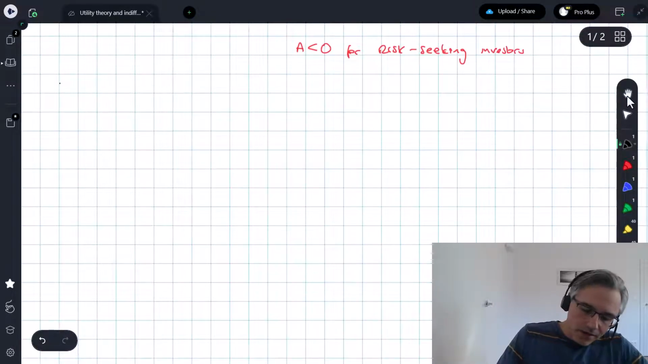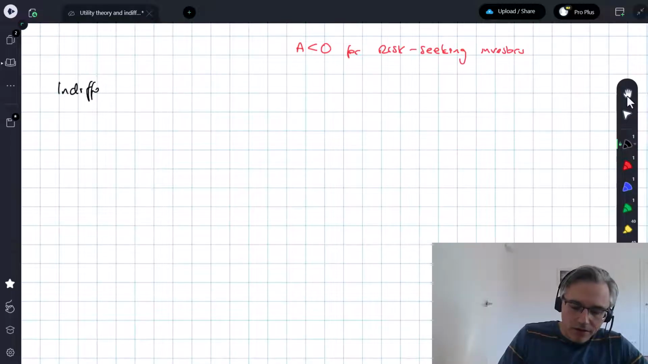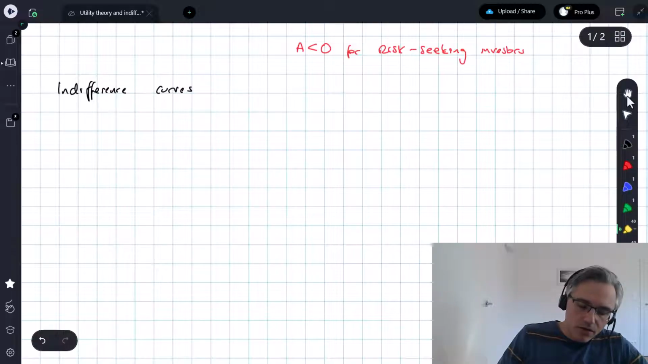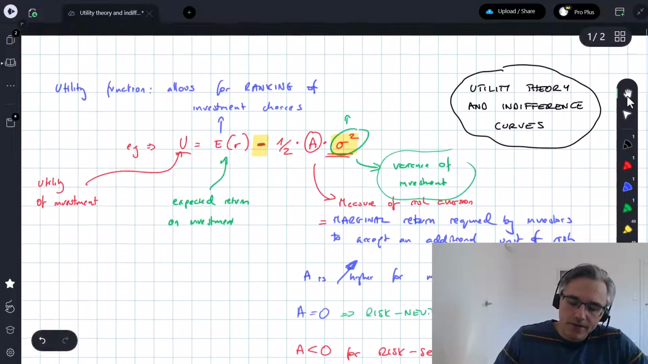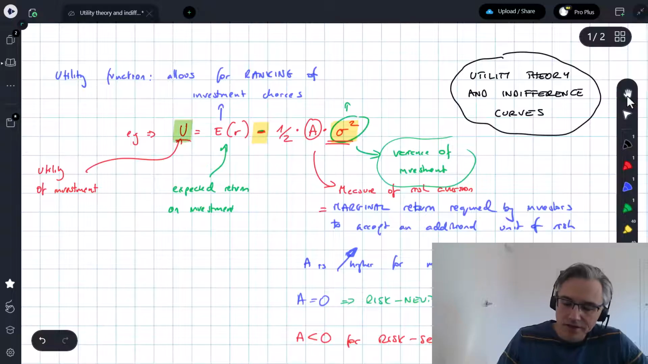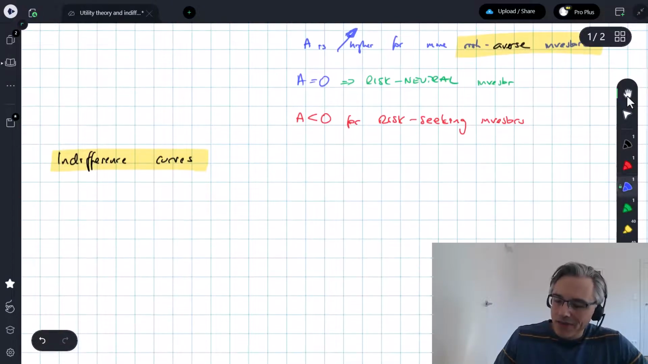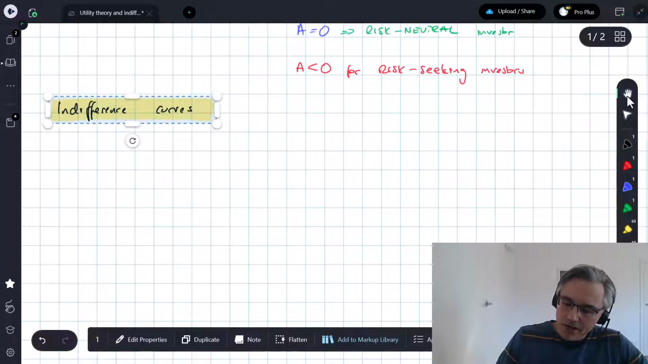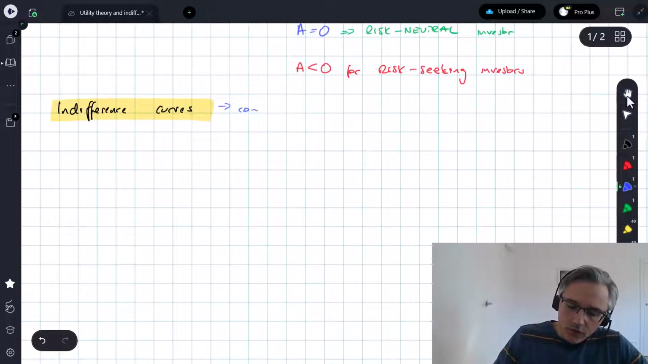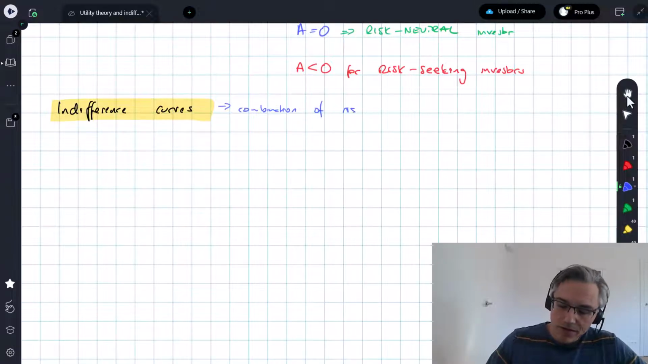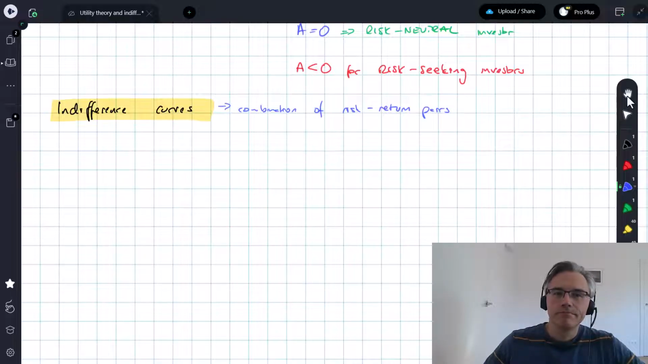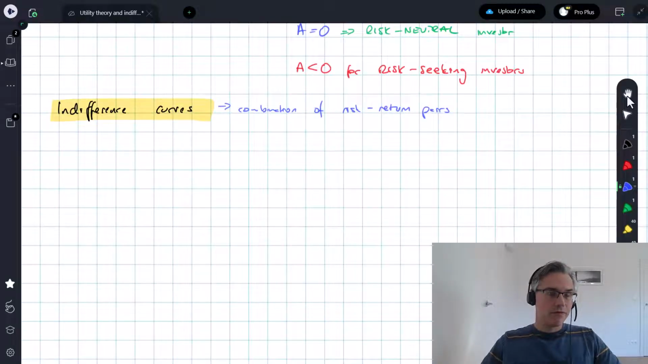Now, the next thing I want to tell you about are indifference curves. Okay, so we've already said that there's a way to quantify utility, to measure it. Well, indifference curves are basically combinations of risk return pairs which provide or give the same level of utility.